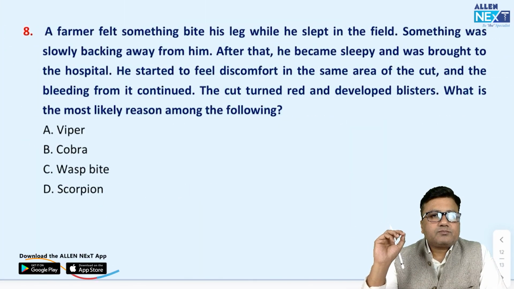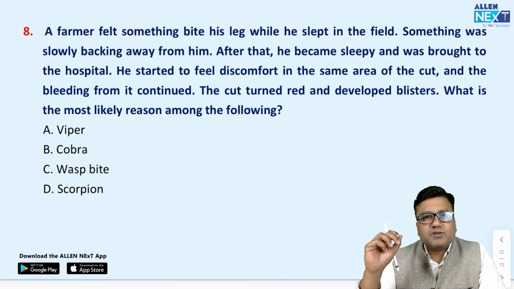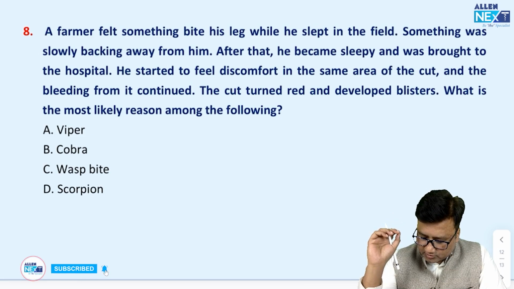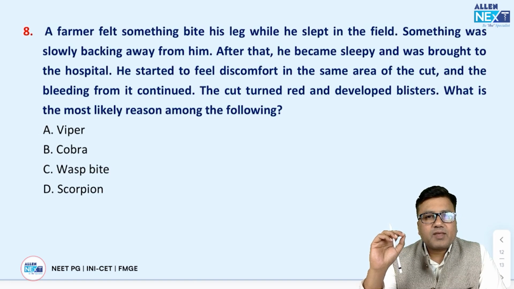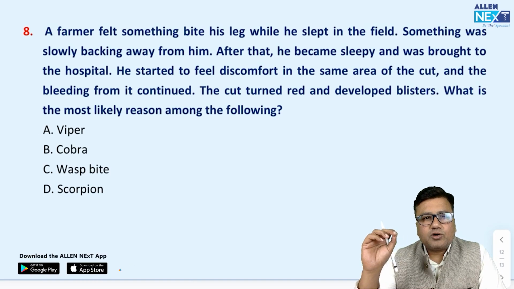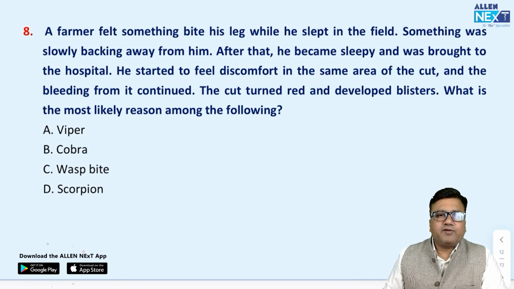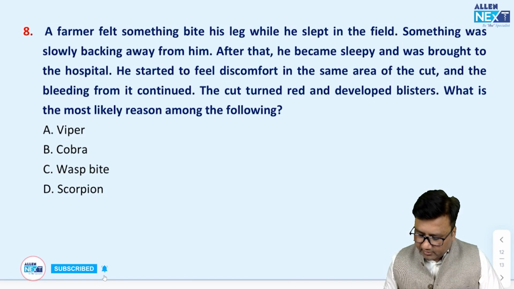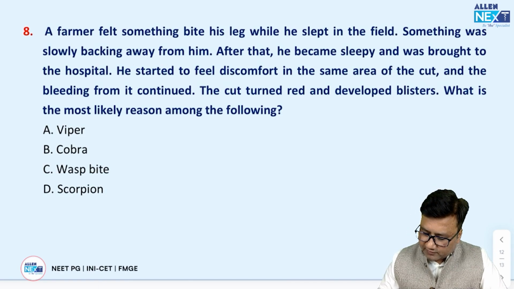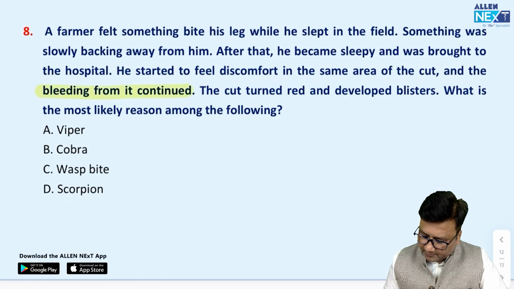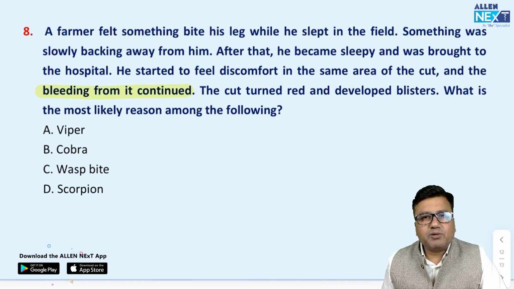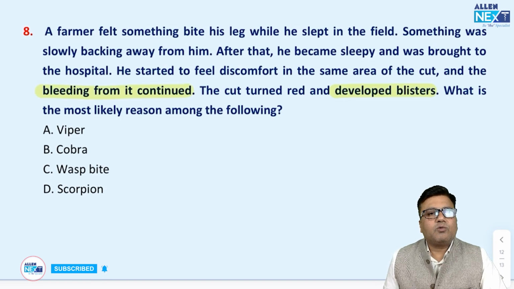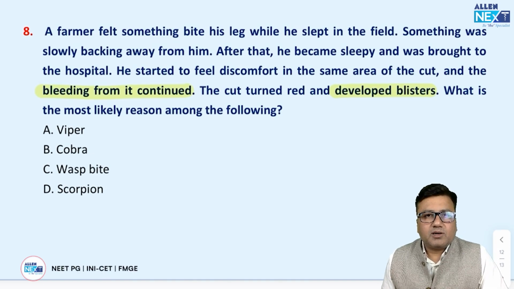Okay. Next question is, a farmer felt something bite his leg while he slept in the field. Something was slowly backing away from him. After that he became sleepy and was brought to the hospital. He started to feel discomfort in the same area of the cut and the bleeding from it continued. So the important thing given here is a very continuous bleeding. The cut turned red and developed blisters. Okay, so there is a history of development of blisters also. What is the most likely reason among the following?